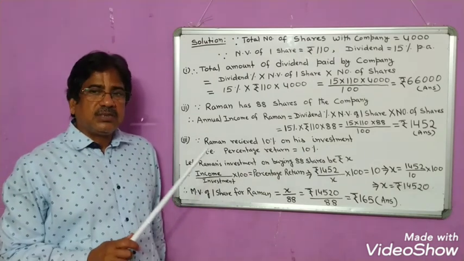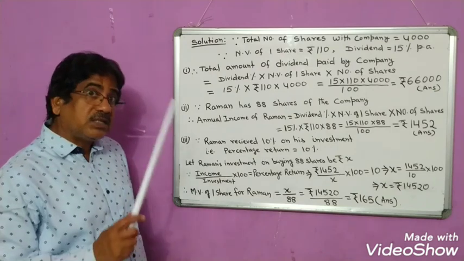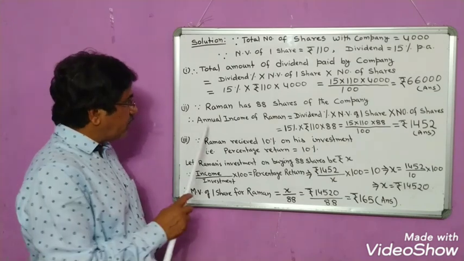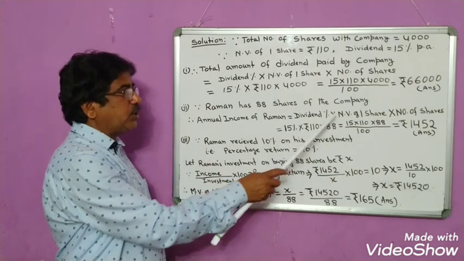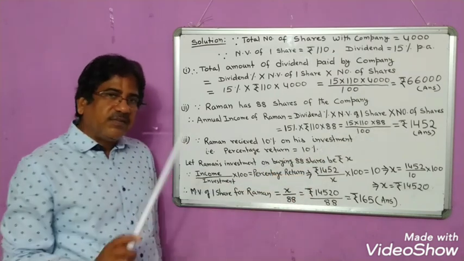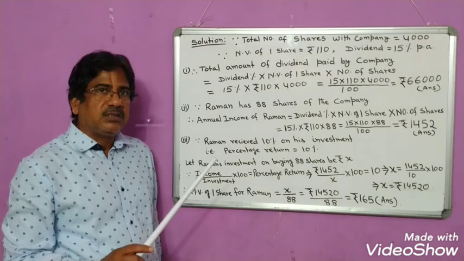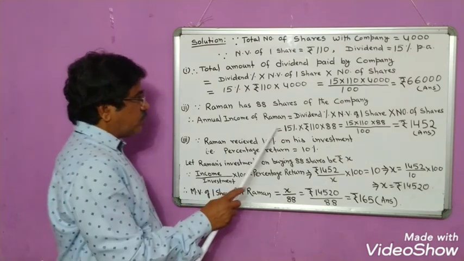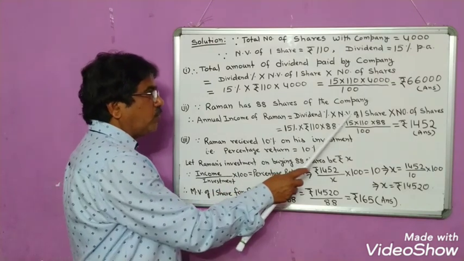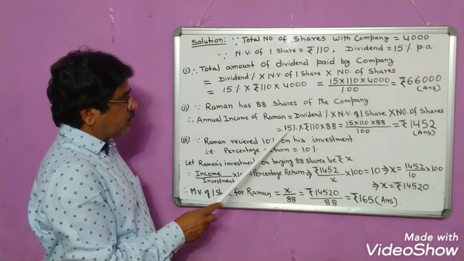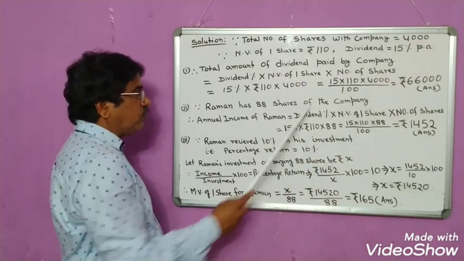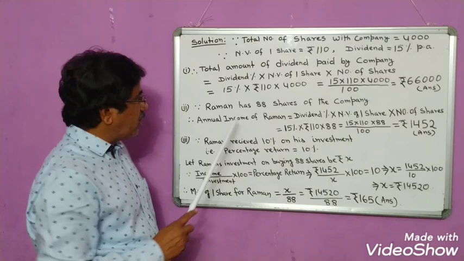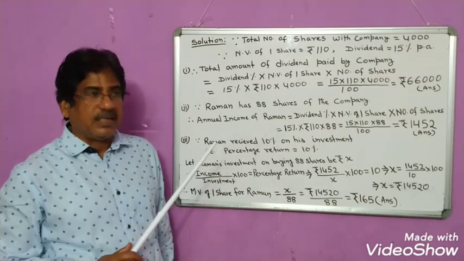Now, the second part of the question says that Raman has 88 shares of that same company. So, what will be the annual income of Raman? The annual income of Raman will be equal to dividend percent into nominal value of one share into number of shares. Since the dividend percent will remain the same, because the company is paying the dividend, the same dividend will be obtained by Raman. So if you substitute the values, 15% into rupees 110 into 88, that will give you, on simplification, rupees 1,452. So this is the total income obtained by Raman from his 88 shares.